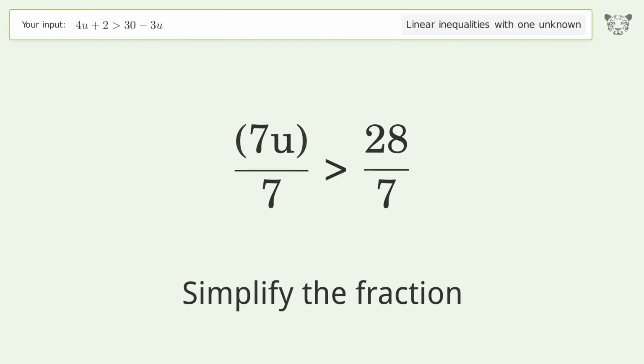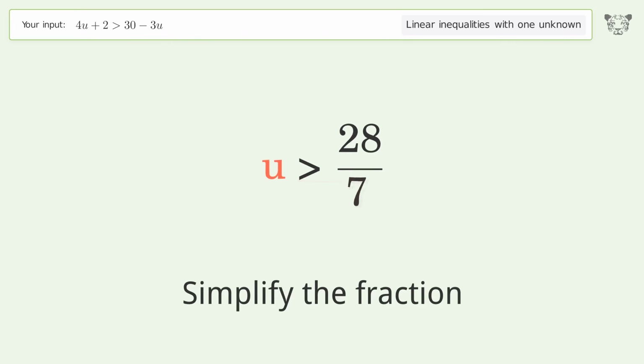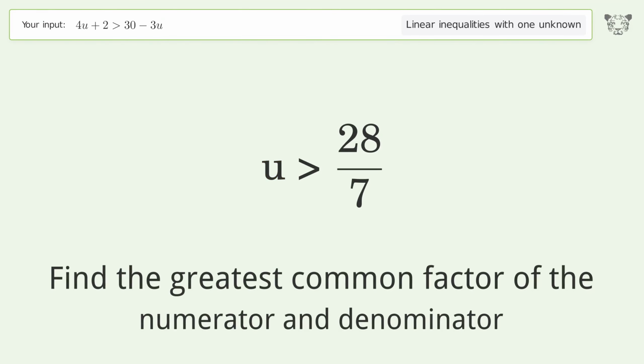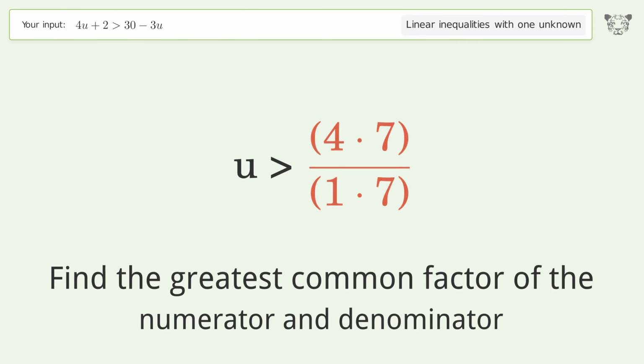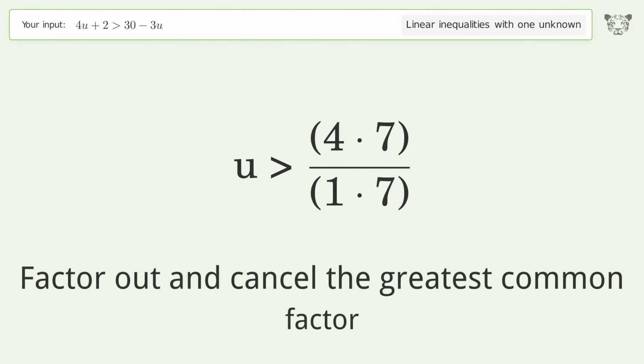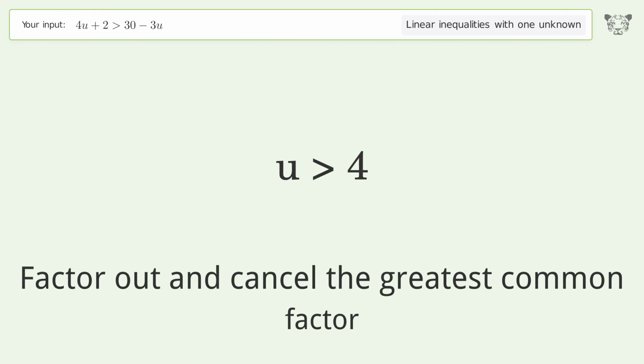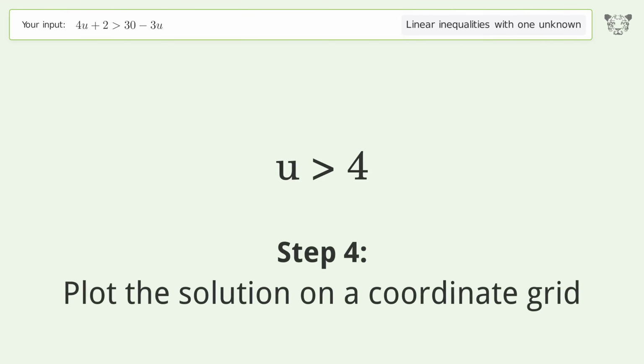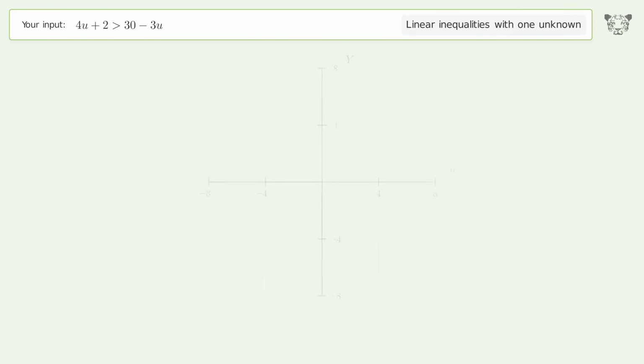Simplify the fraction. Find the greatest common factor of the numerator and denominator. Factor out and cancel the greatest common factor. Plot the solution on a coordinate grid. And so the final result is u greater than 4.